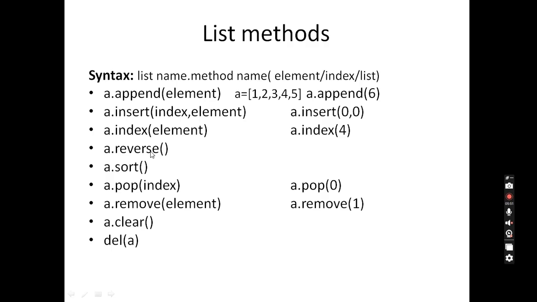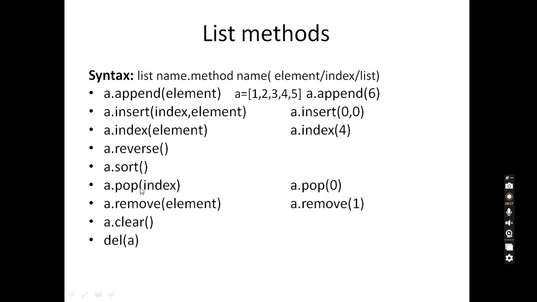So a dot reverse: if I call the method reverse, it will reverse the elements. Already I have elements 0 to 6, right? So it will be reversed and printed here as 6, 5, 4, 3, 2, 1, 0. Sort is used to sort the list elements in ascending order. So I will get 0, 1, 2, 3, 4, 5, 6 here.